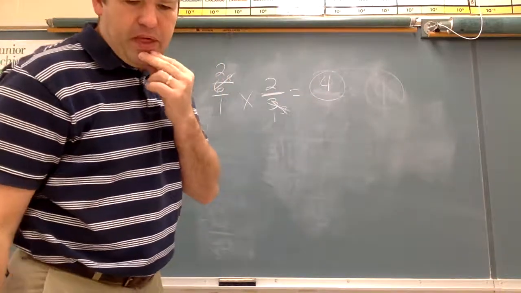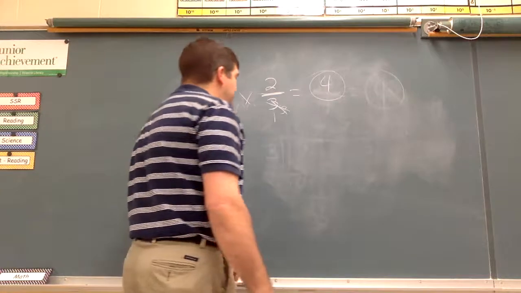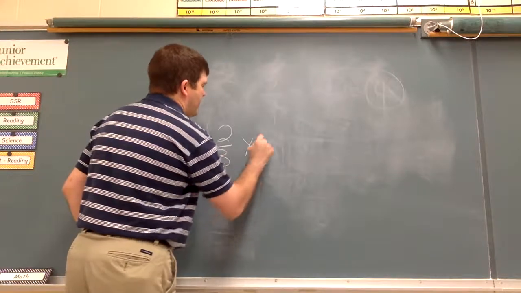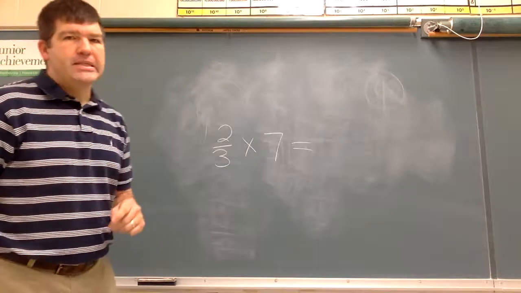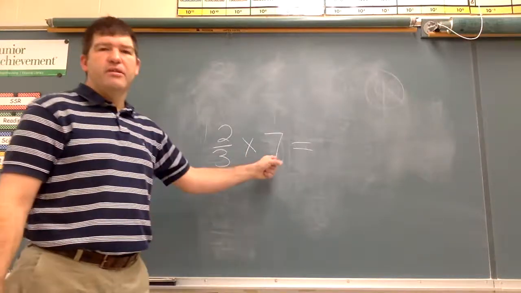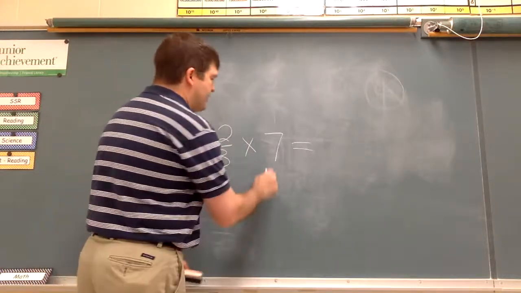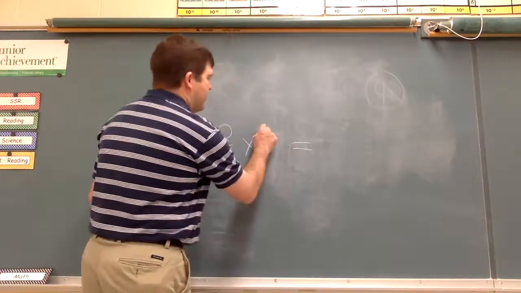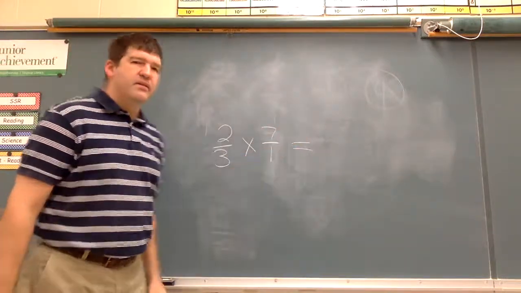Okay, let's do another one. Let's do one that doesn't become a whole number: 2/3 times 7. Okay, so I have a fraction here and a whole number here. I like to either multiply whole number times whole number or fraction times fraction. So somehow I have to make this into a fraction because this will never be a whole number. So the way I do it is I take the 7 and put a 1 under it, 7 ones. So it's 2/3 times 7 over 1. Fraction times fraction, I can do it.